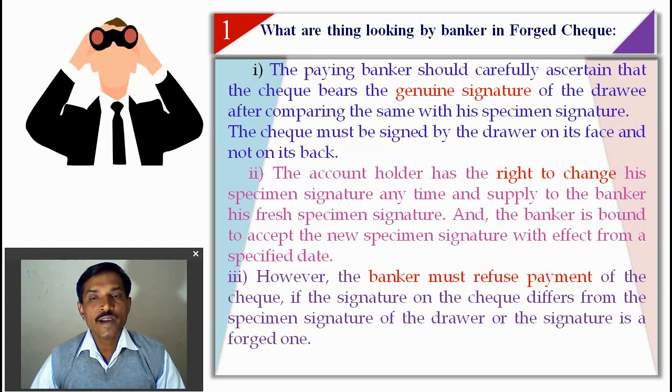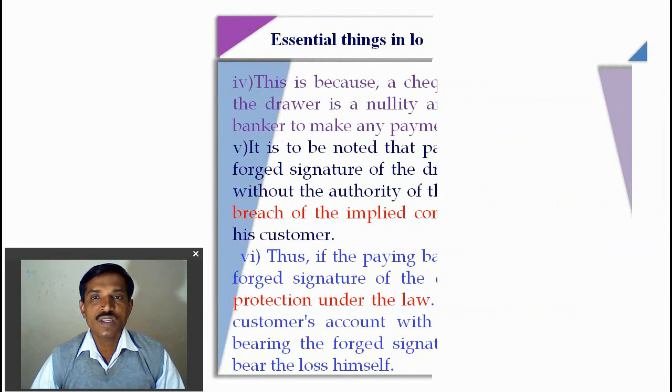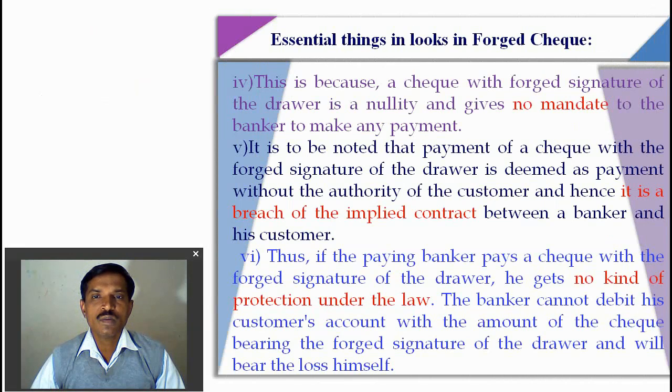And the banker is bound to accept the new specimen signature with effect from the date provided. However, the banker must refuse the payment of the check if the signature on the check differs from the specimen signature. That time the bank can refuse the check for payment. This is because a check with the false signature of the drawer is a nullity and gives no mandate to the banker to make any payment. So if there is a false signature and no mandate, no instruction given to the bank about the payment, the banker must take care in the payment of the check.